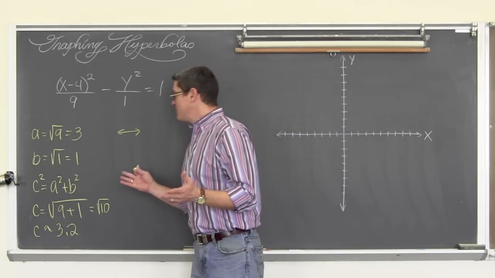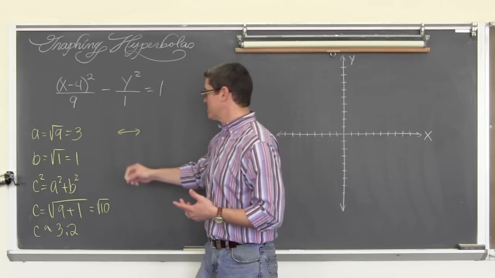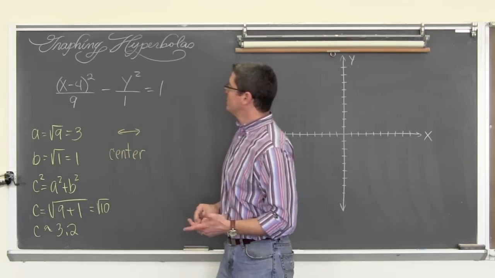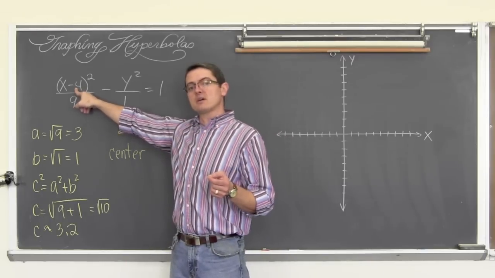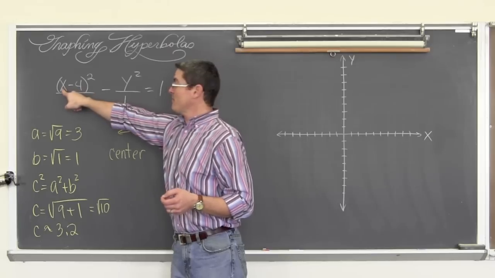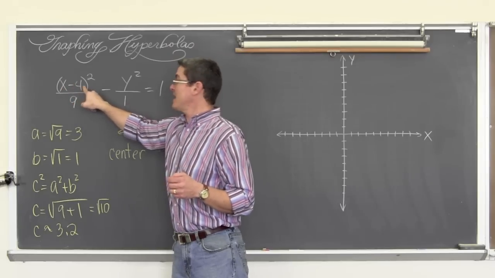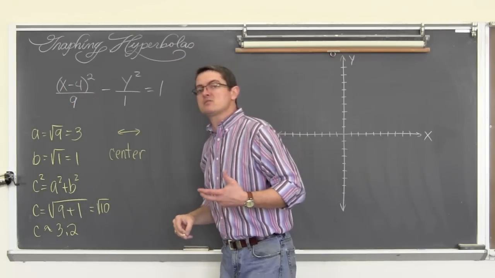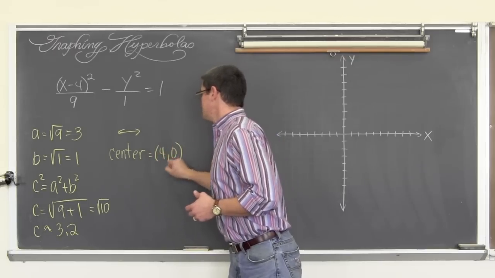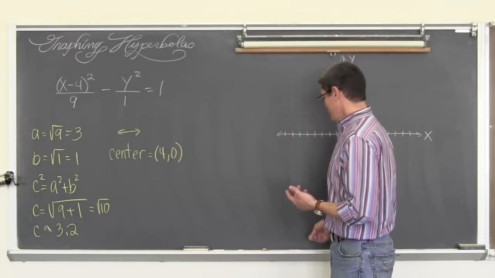So before I get the picture done though, I still need to know where the center is. So the center is equal to the x of the center comes out from the x of the equation and the y with the y. Remember, the standard form is x minus h. So we're going to change the sign of these values as we pull them out. So the center is going to be equal to 4, 0. All right, let's get this graph drawn.